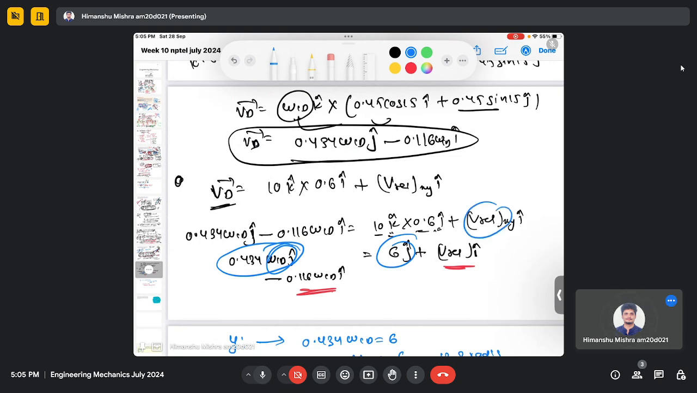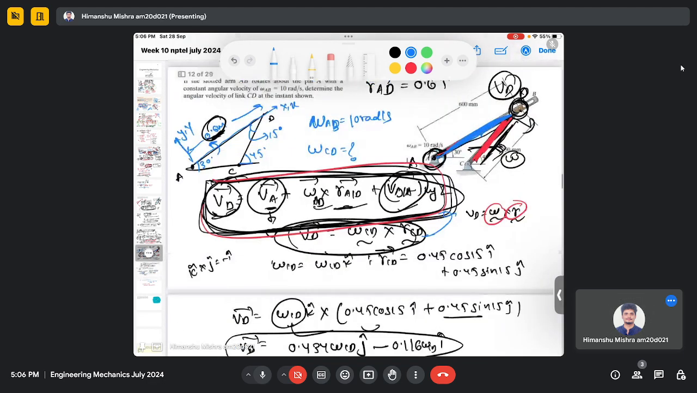So it's a similar problem. If you have any doubt, you can ask. So any doubt until now? So let's move to the next problem.